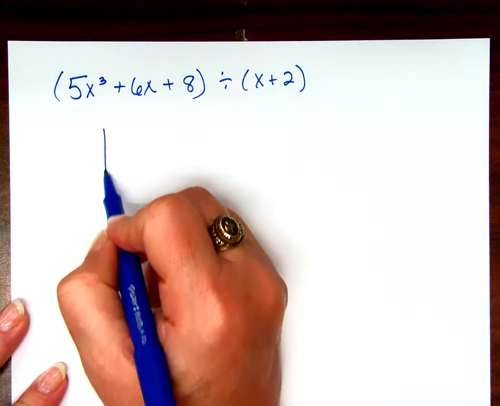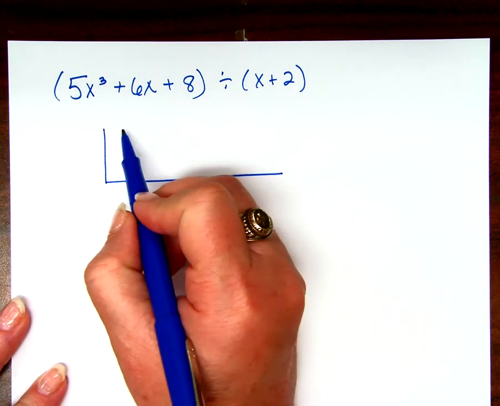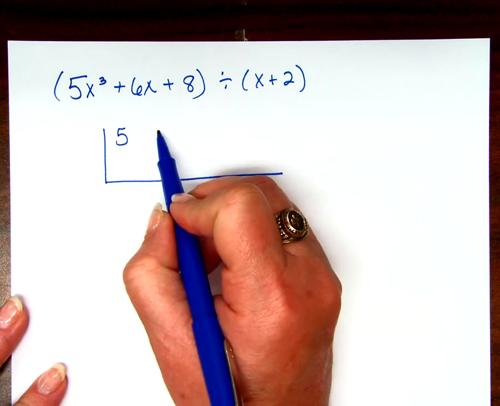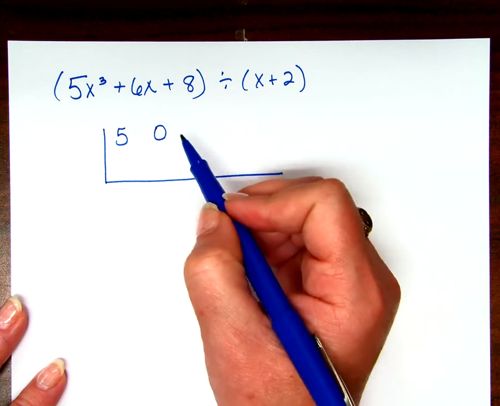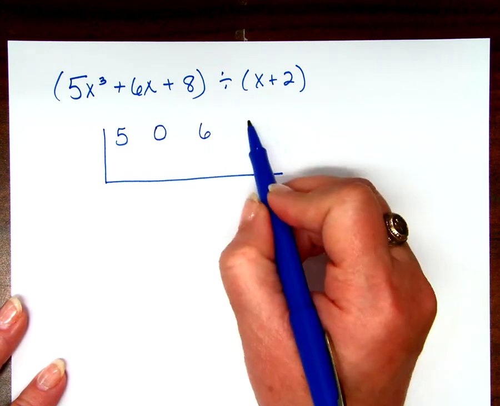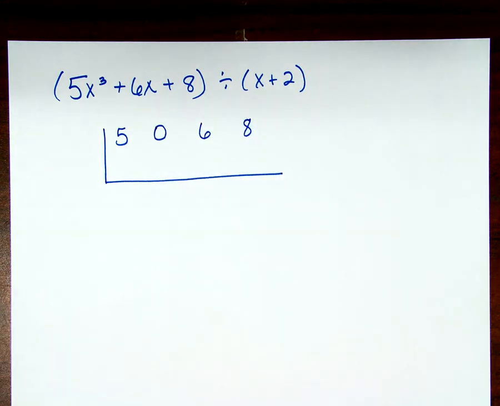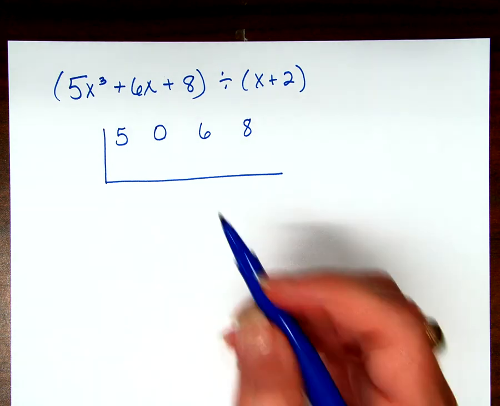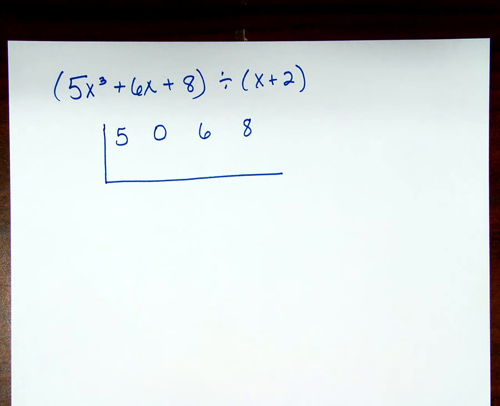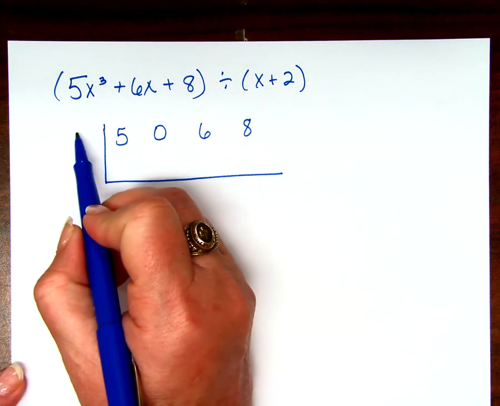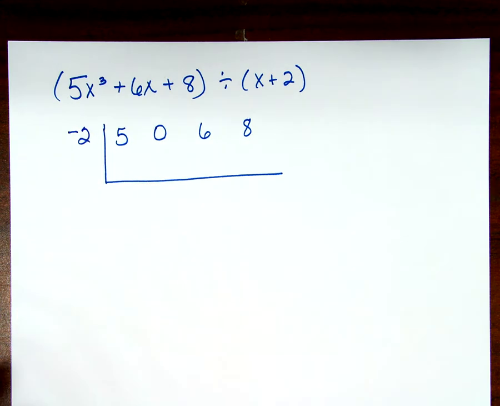So how'd you set it up? Five, 0, 6, 8. You got to have a squared term, right? It's fine. I'll give you a second. It's all right. We're remembering this stuff. It's been a while. Tell me what goes on the outside. Negative 2. Good.